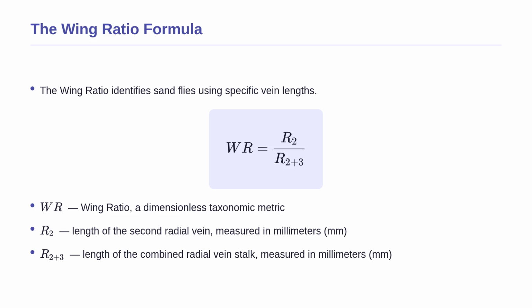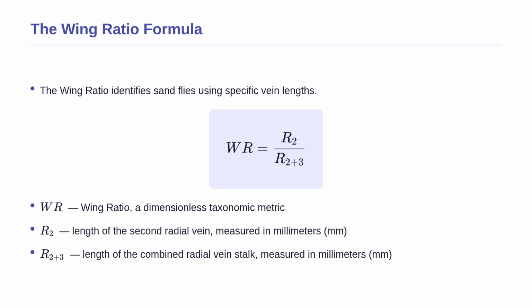To identify these sandflies, we use a specific mathematical relationship called the wing ratio. Conceptually, this formula compares the length of a specific branch of a wing vein to the stalk it branches from. The formula is WR equals R2 divided by R2+3. Here, WR stands for the wing ratio, which is our final taxonomic metric.